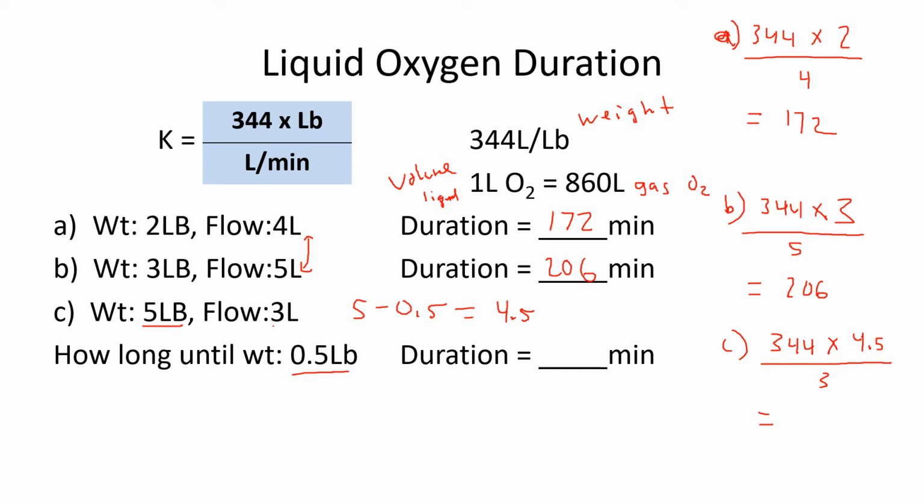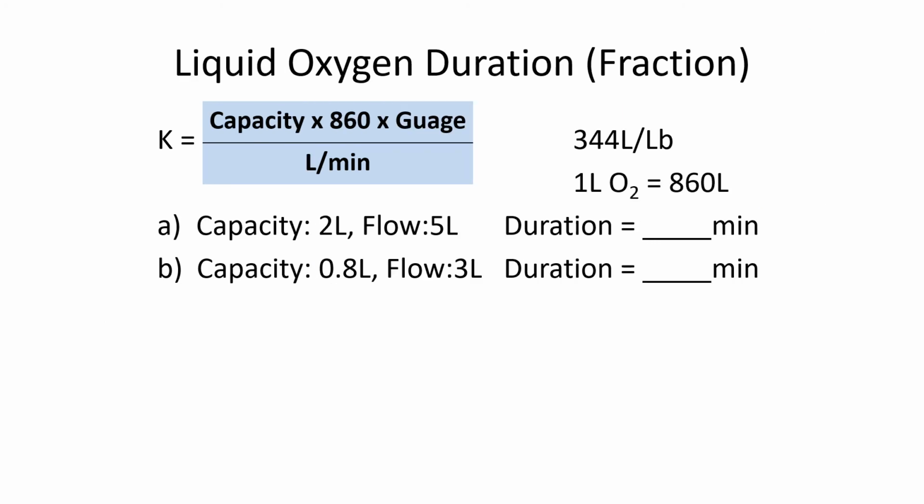How much? 500? 516. There you go. So that is if you were given weight in pounds of liquid oxygen cylinders. Now we're going to do the other half where you're given volume. And we're just going to use the gauge, right?